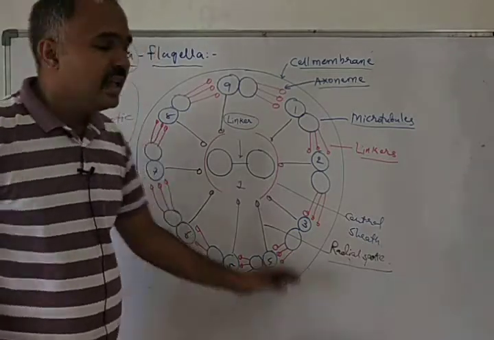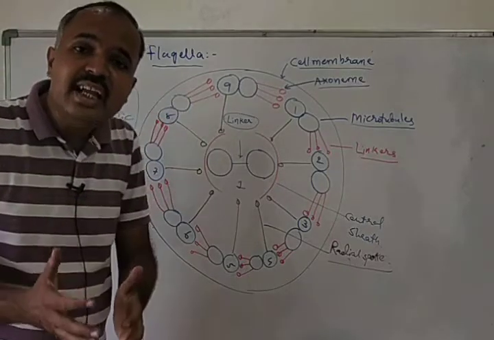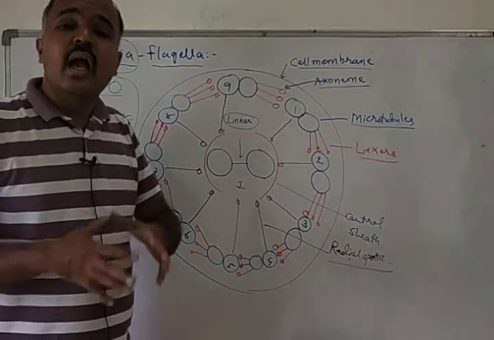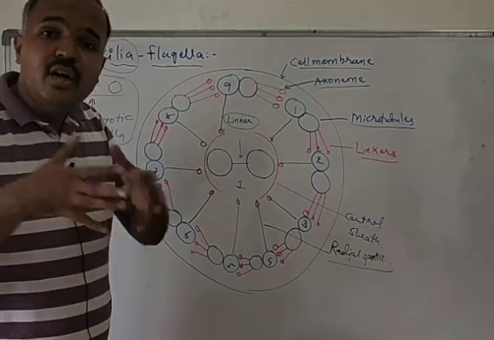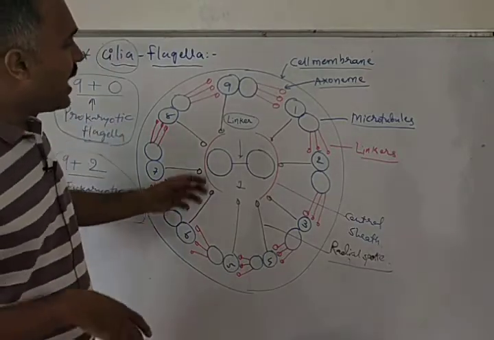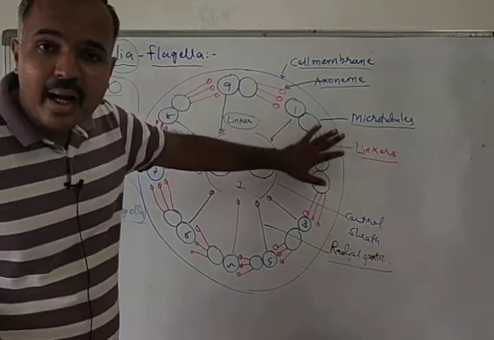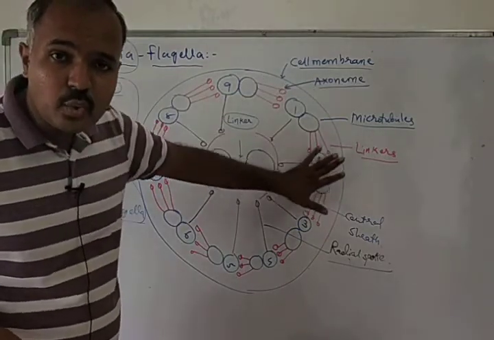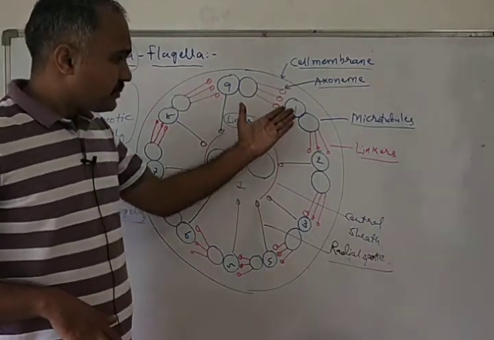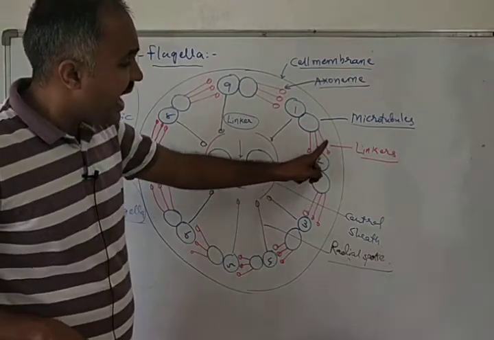So we have discussed the cross section of the cilia and flagella. In that we said that the outermost part is known as the cell membrane, and the structure inside the cell membrane is known as the axoneme, and this axoneme has a parallel arrangement of microtubules. The 9 doublets of microtubules are arranged in the peripheral part of the axoneme, and all these doublets are attached to each other via linkers.